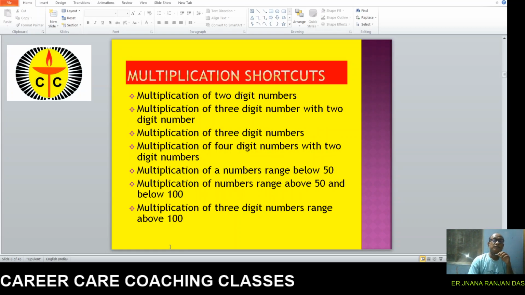Then this is all about shortcut tricks on addition. In the next class, we'll learn about the multiplication shortcuts.